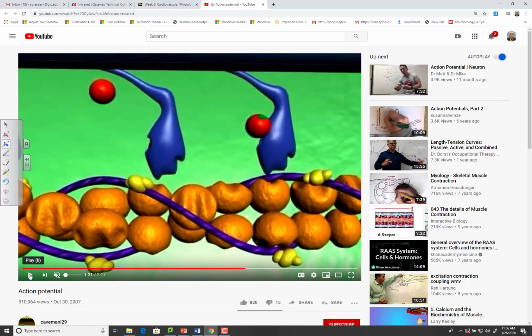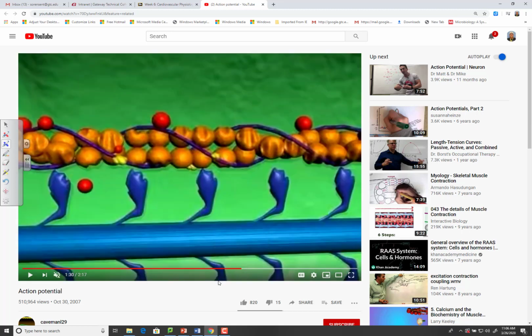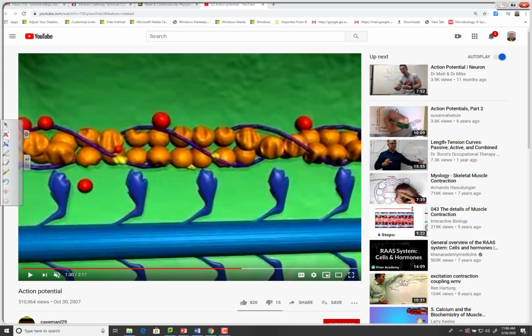Okay, good. Let me go back just a bit. All right. What you're looking at is the two contractile proteins. This whole protein right here is called actin. And this whole protein right here with the little blue chicken legs hanging off of it, this is called, gee whiz, called myosin.